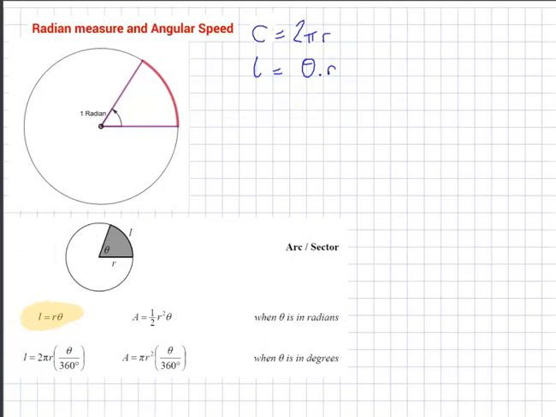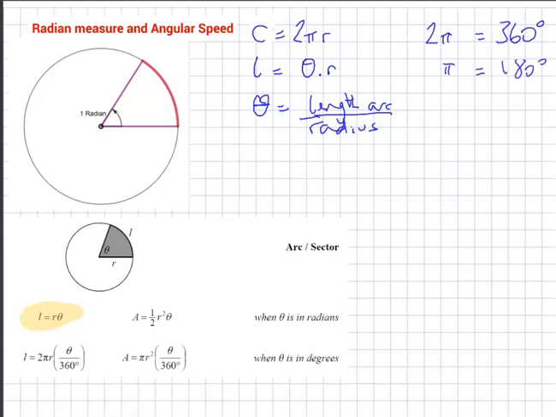We can also rearrange this equation to make the angle the subject, and we can have the length of any arc divided by the radius, and that's equal to the angle in radians. So the length of the arc divided by the length of the radius. We can appreciate that in terms of radians, 2 pi radians is equal to 360 degrees, or pi radians is equal to 180 degrees, and then we can look at other angles.